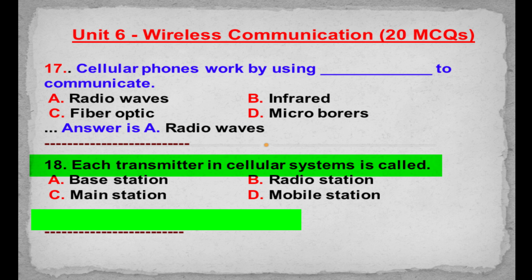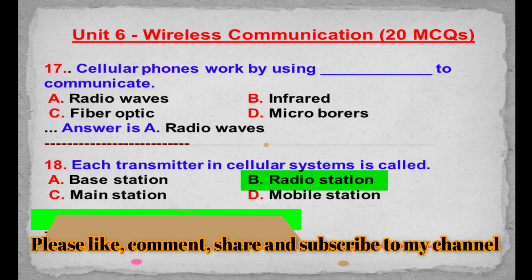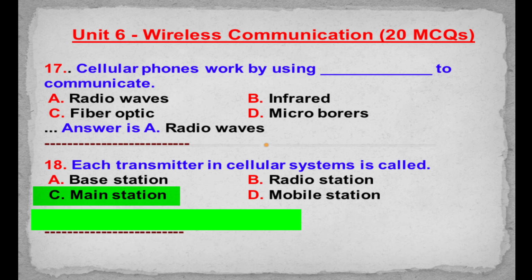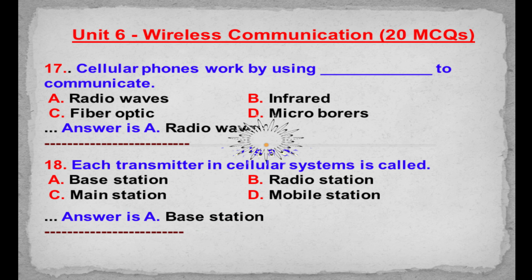MCQs number 18. Each transmitter in cellular systems is called Option A, base station. Option B, radio station. Option C, main station. Option D, mobile station. Correct answer is option A, base station.